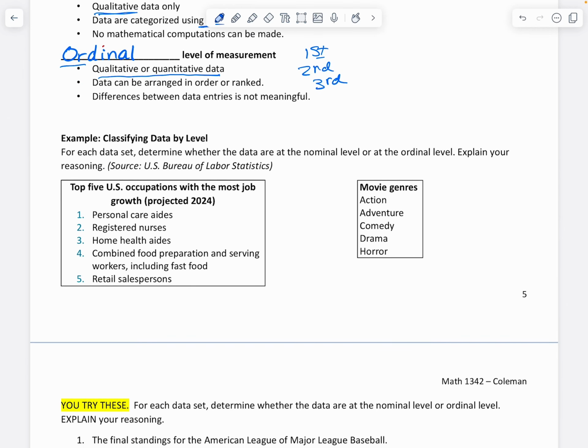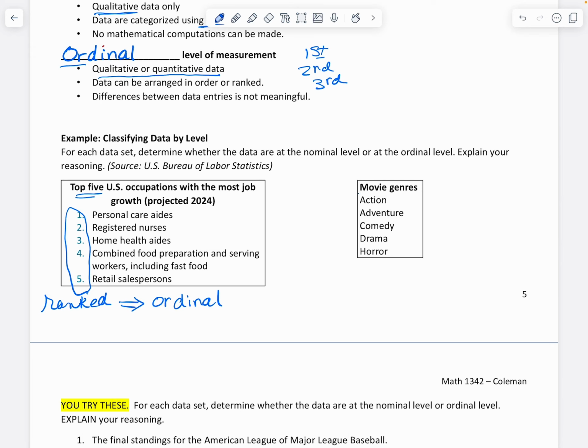So looking at those two, for each data set below, determine whether the data is nominal or ordinal. So if we look at the first one, the top 5. So these are ranked. That is the top 5 occupations with the most job growth projected for 2024. Since that is ranked, even though these are words and they're not quantity, so this is qualitative data, but because they are ranked, this is ordinal. Because it is ranked, it is ordinal data.